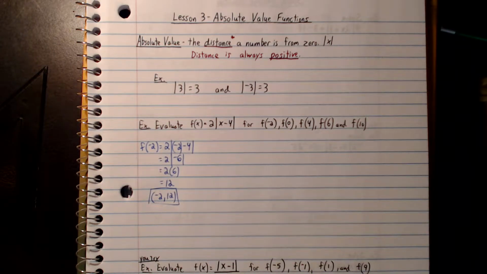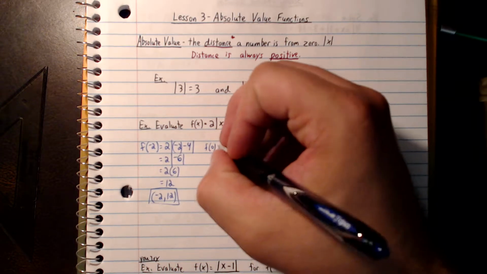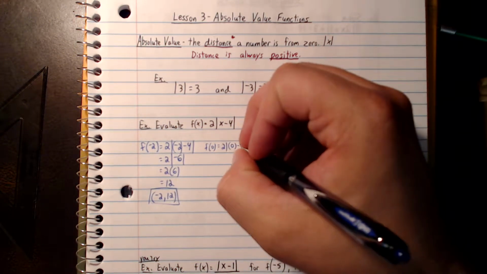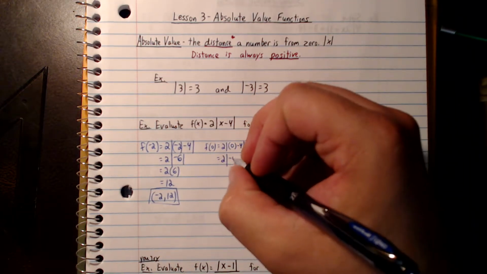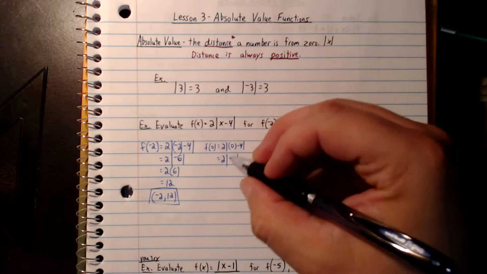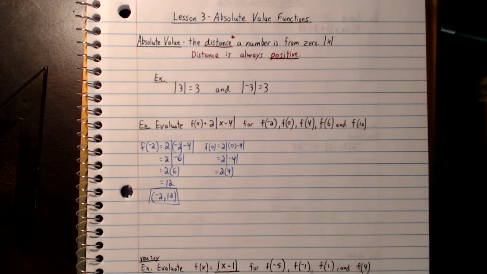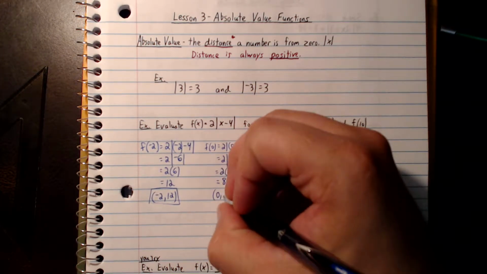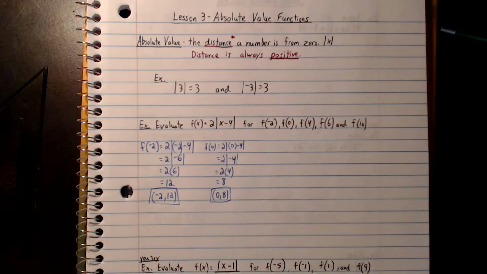And we're going to repeat this for each of these values. If I do f of 0, zero minus 4 gives us negative 4. The absolute value of negative 4 is positive 4. 2 times 4 gives us 8. So if we plug in 0, we should expect to get 8 out.